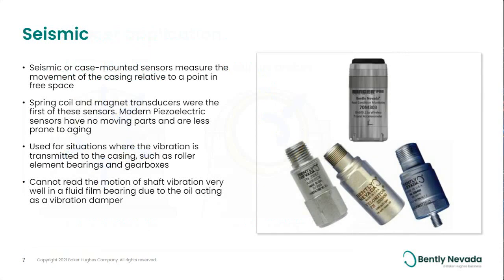Okay, so let's talk about seismic transducers. Seismic or case-mounted sensors measure the movement of the casing relative to a point in free space. And from a velocity standpoint, spring coil and magnet transducers were the first of these sensors. I used to use them back in 1986 when I started with Bentley. And towards the later part of the 80s, early part of the 90s, we moved to more modern piezoelectric accelerometers that had an integration chip built right in, and those are velomitors.